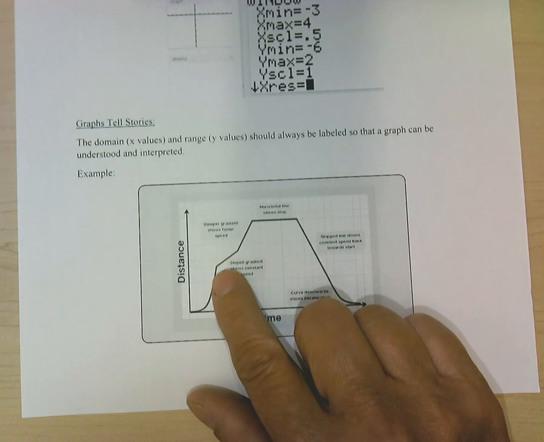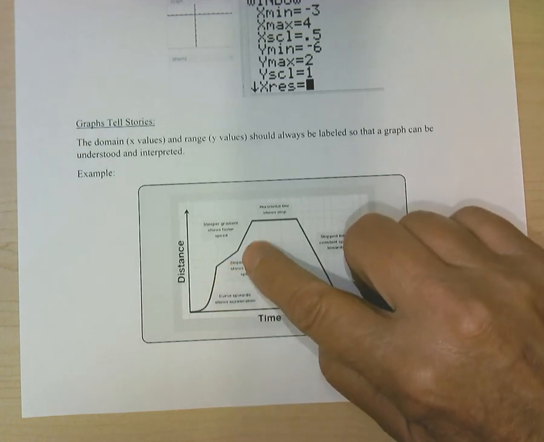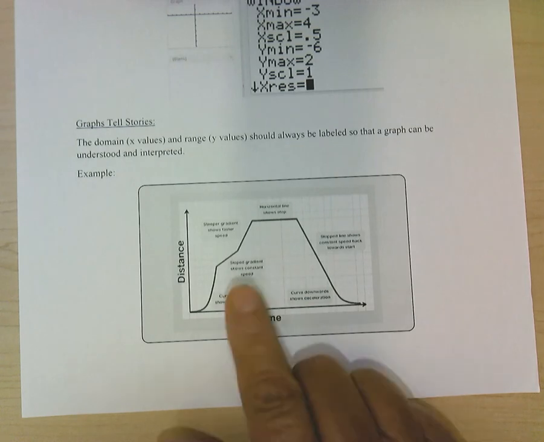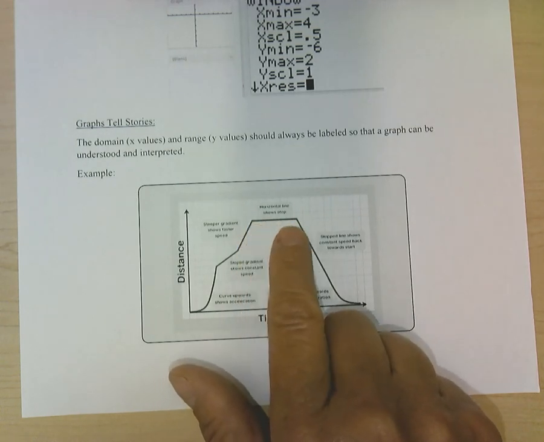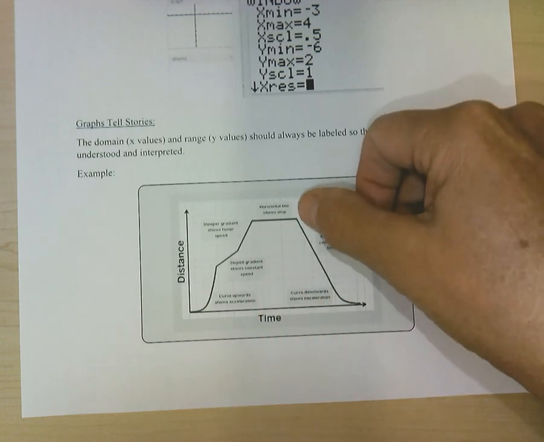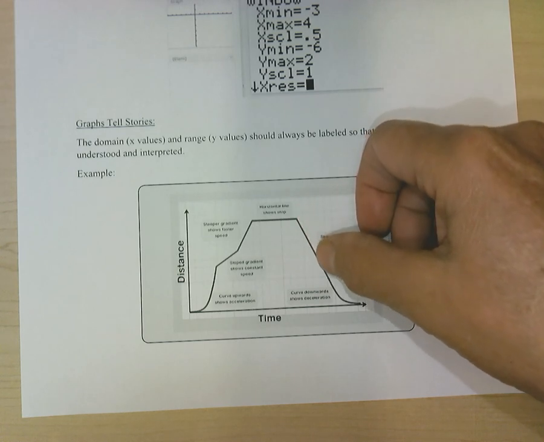So here they might be walking using their cell phone. And then here they put their cell phone away and they're able to walk a little bit faster. This horizontal line, the distance is not changing over time, so that means they've stopped. And then this, they're slowly starting to go back towards where they started.